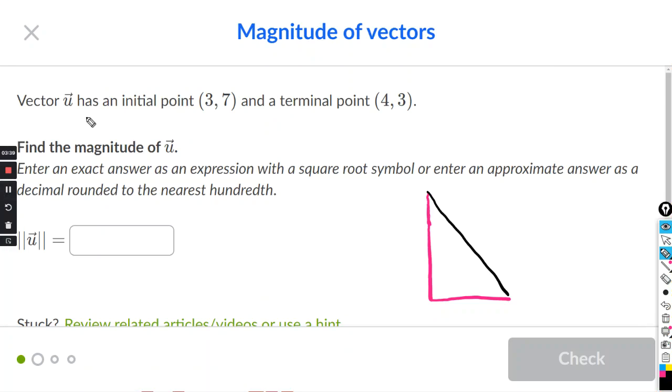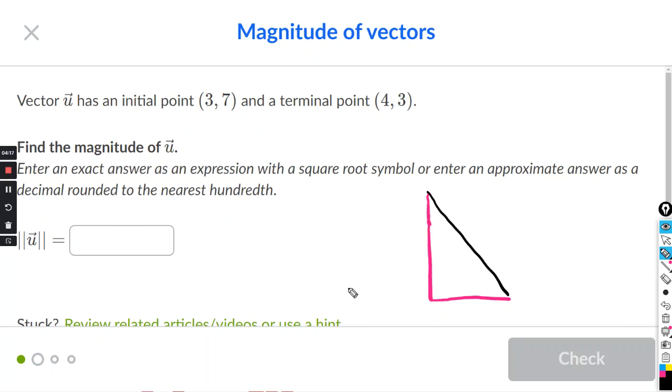Here it says vector u has an initial point 3, 7 and a terminal point 4, 3. Find the magnitude of u. We can draw this on the graph if we wanted to, but we don't have to. All we have to do is find out how far the vector travels in the x direction, how far it travels in the y direction, and then use the Pythagorean theorem to find the length of that vector. We don't even have to worry about which side is the initial side and which is the terminal side. We just need to find lengths here.